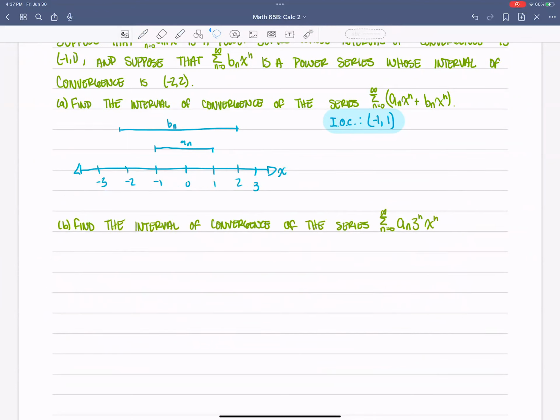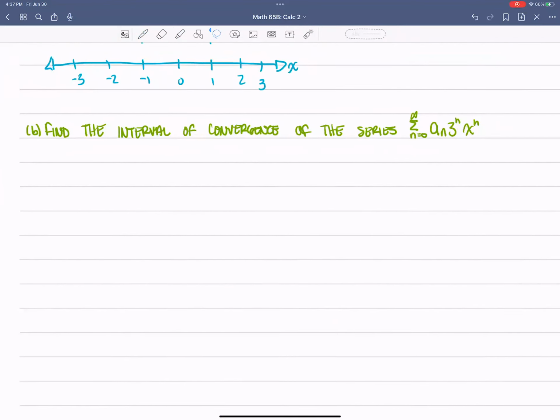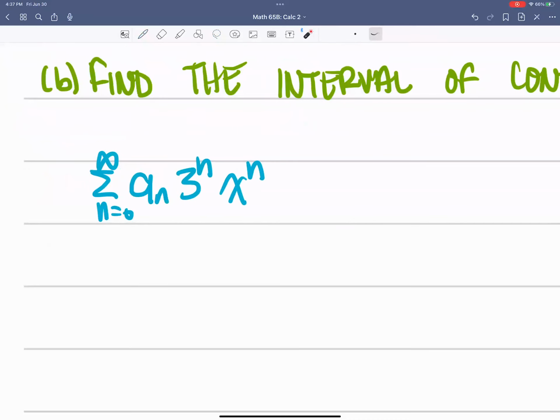Let's take a look at part B. Find the interval of convergence of the series. This series is a little more fun: the sum as n goes from 0 to infinity of A sub n times 3 to the power n, x to the power n. If we know that A sub n converges from -1 to 1, we're going to see where this part converges. I feel like we could combine these two together.